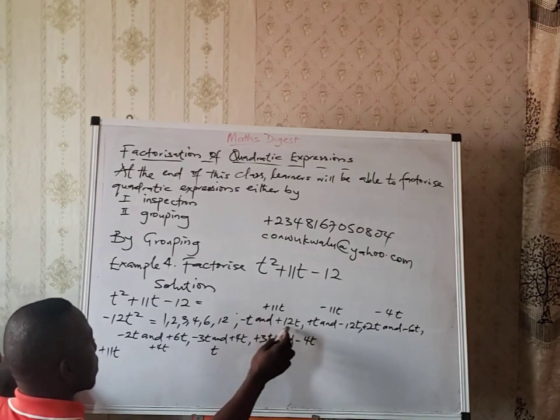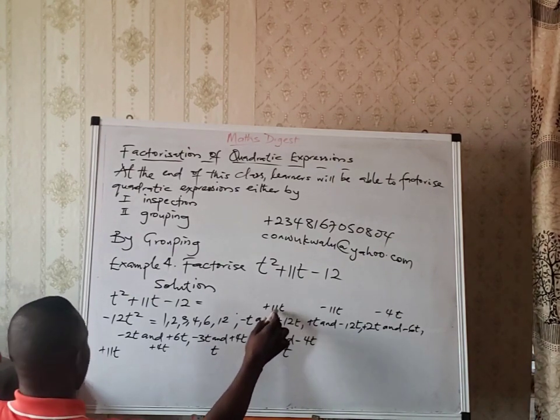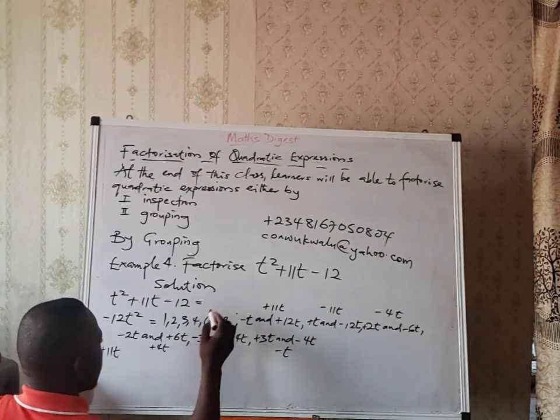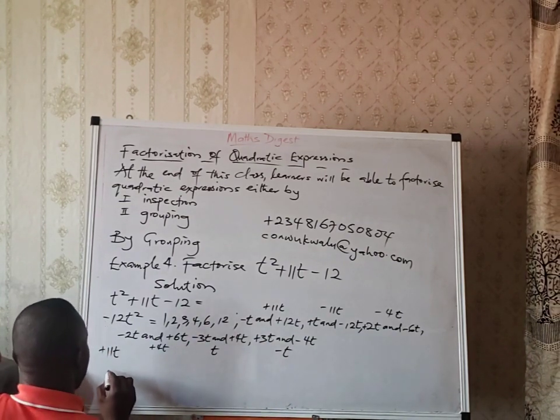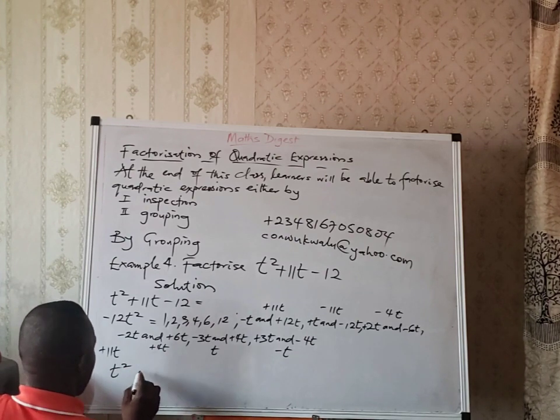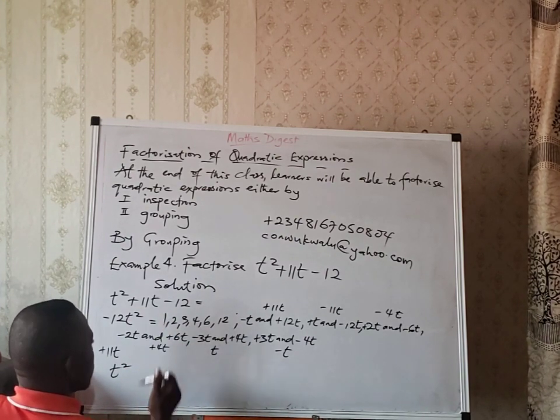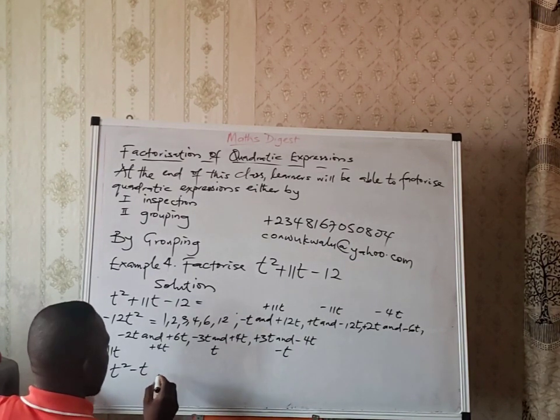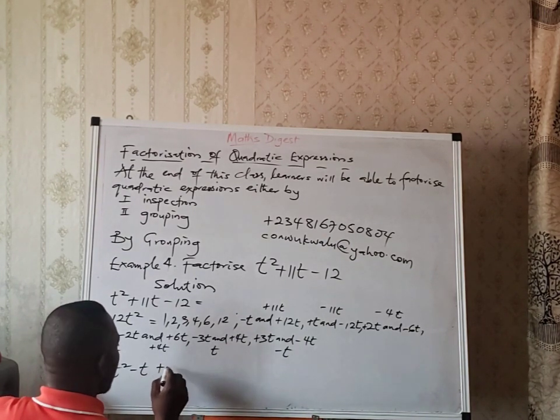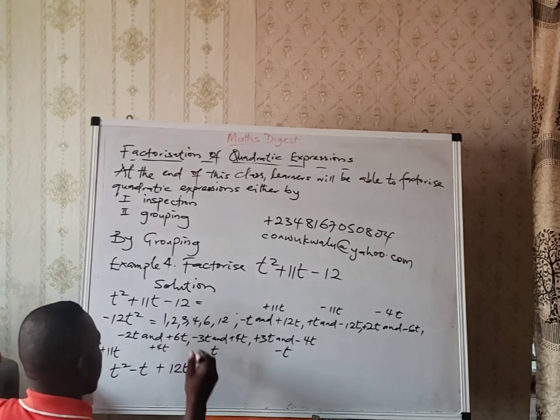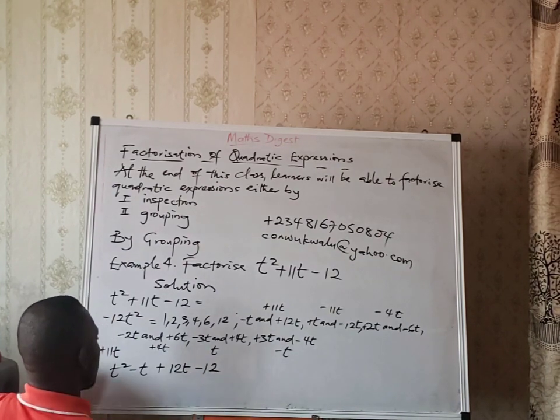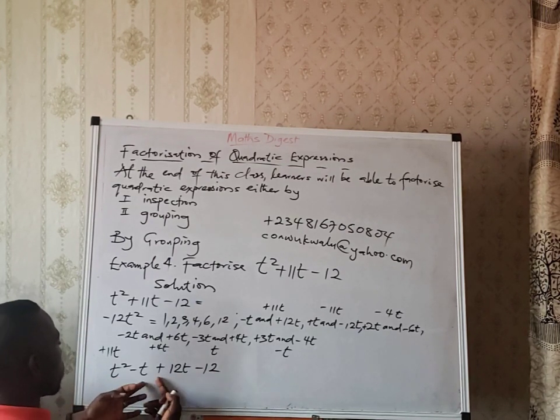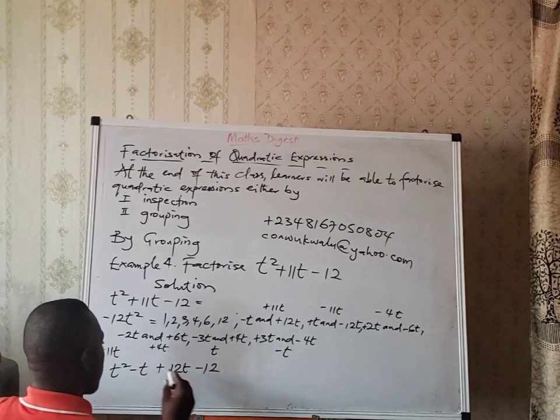From this we look at the first one, which is plus 11t. So with that we have our t squared. We replace this 11t with this, so we have minus t and plus 12t minus 12. So we've increased it to four terms. Now from here we group.